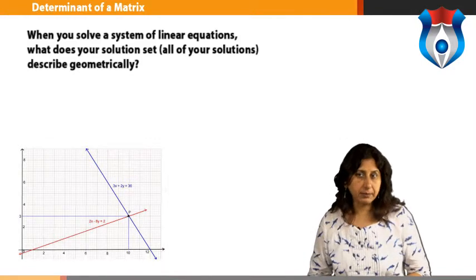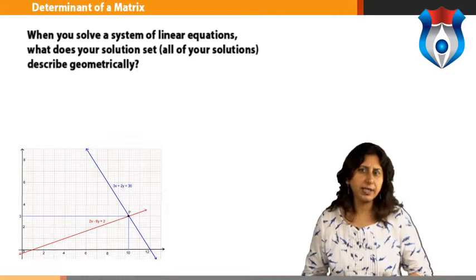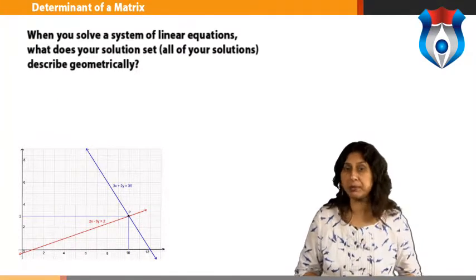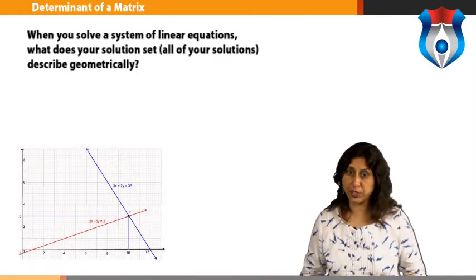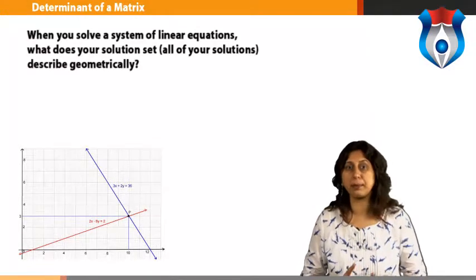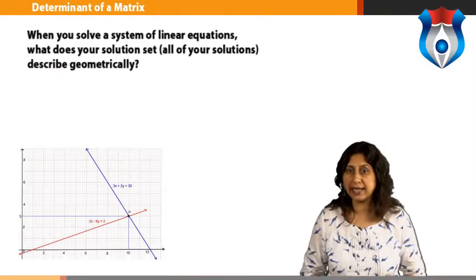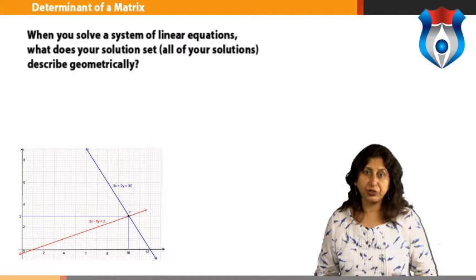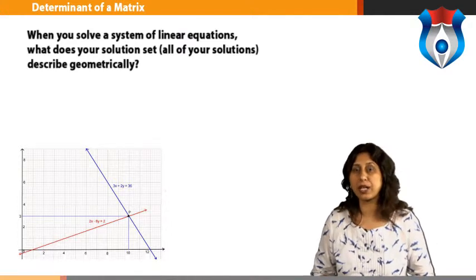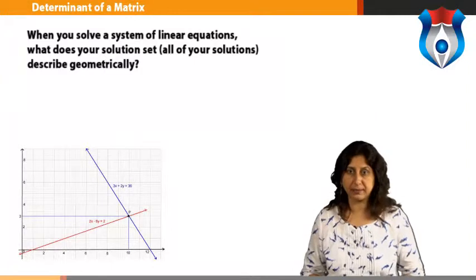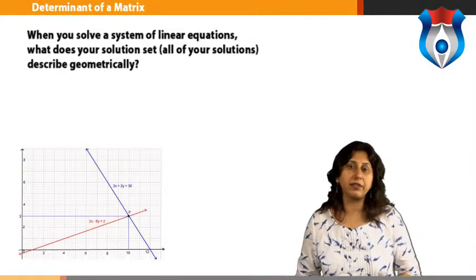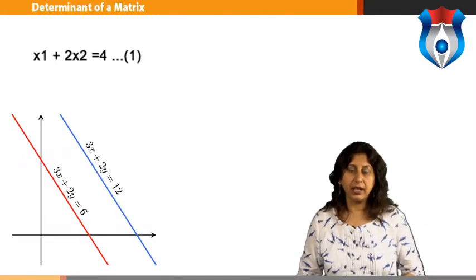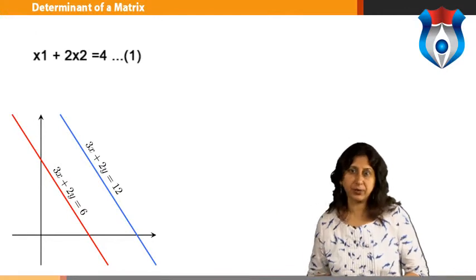When you solve a system of linear equations, what does your solution set, all of your solutions, describe geometrically? In each problem involving 2 by 2 matrices that we solved, our solution set was the point of intersection of the two lines represented by the equations in our system. In each problem with 3 by 3 matrices, the solution set was the point of intersection of 3 planes. However, a system of linear equations does not always have a point as the solution set. If you solve the system, let us see on screen.